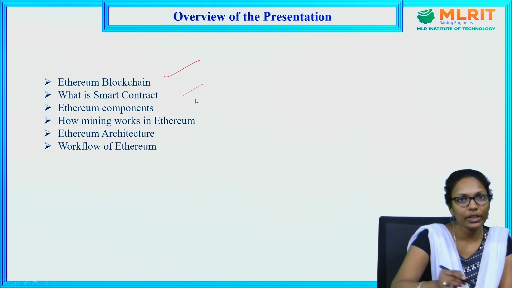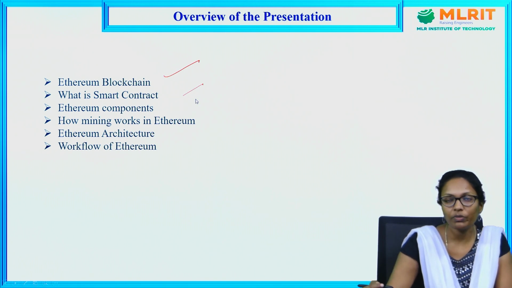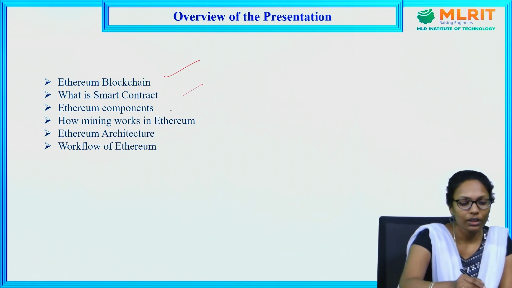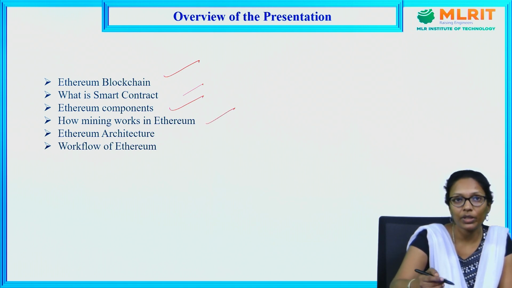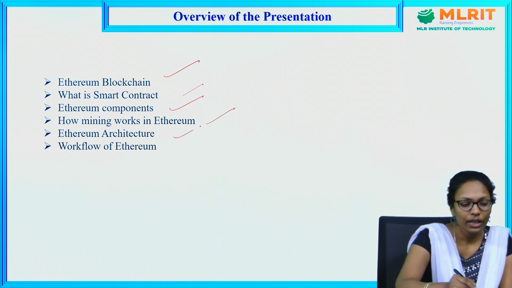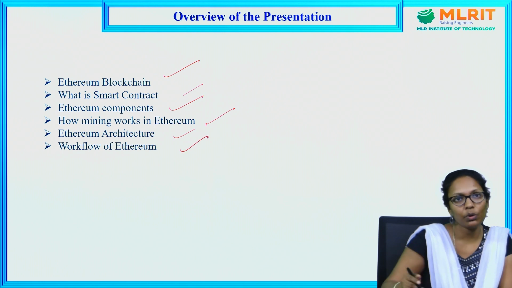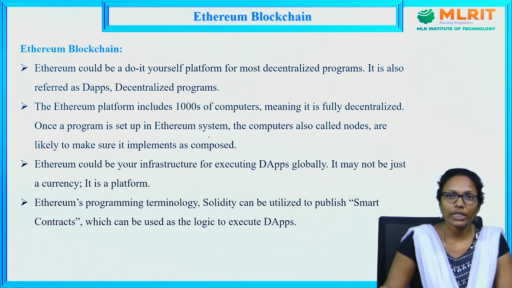What is a smart contract? A smart contract is nothing but a code which is used in Ethereum blockchain. What are the different components of Ethereum blockchain, how mining works in Ethereum and how it is different from the Bitcoin blockchain, and Ethereum architecture and the workflow of Ethereum. So what is Ethereum blockchain?